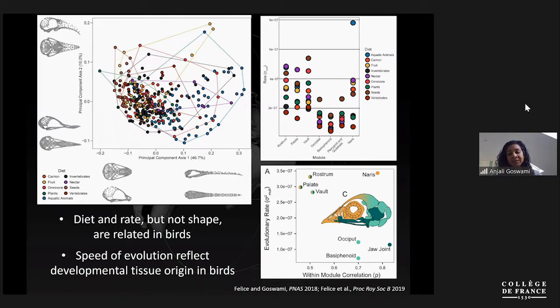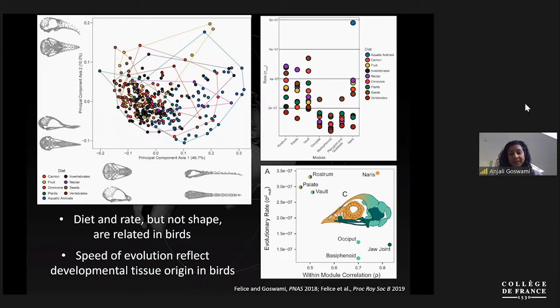Whereas the parts of the skull that are developed by the mesodermal tissues, which is kind of a more ancestral developmental tissue, actually evolve quite slowly. And so we can start to piece together that maybe developmental tissue origin has quite an important role in the evolvability of different parts of the skull.